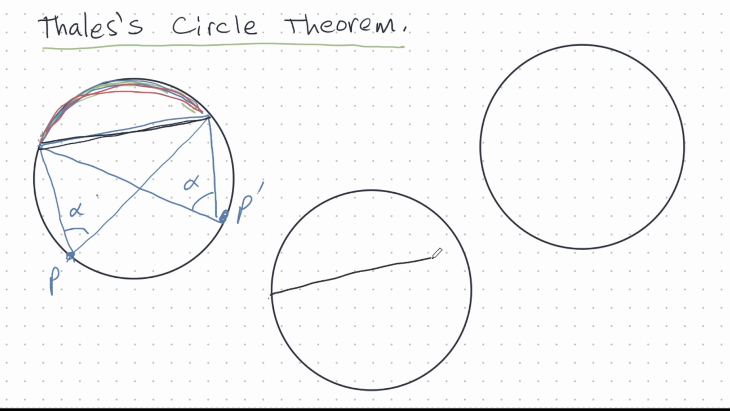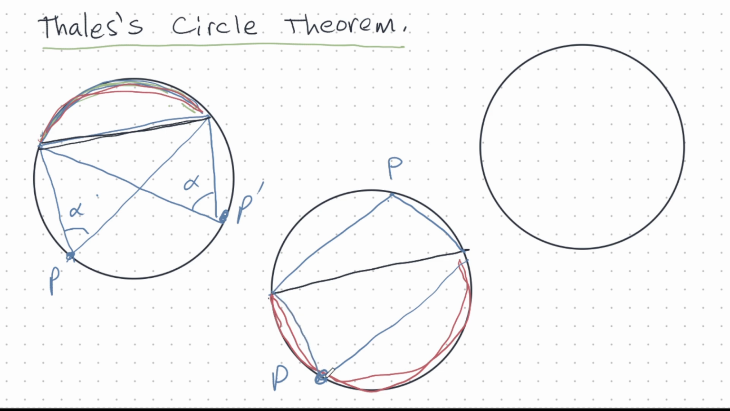Okay, now let's look at a different case. Let's say our chord is here. Now this angle P intersects this arc. This is the big arc, you see? So it's not quite the same situation. If I put my point P prime on the other side, well, this does not intercept the same arc. This intercepts the smaller one, you see? So P prime intercepts the smaller arc, and P intercepts the bigger arc. So what's going on here?